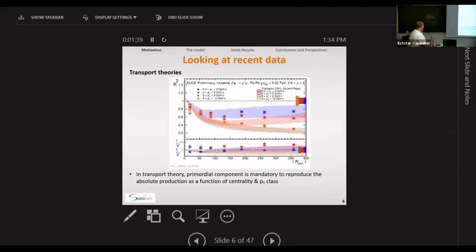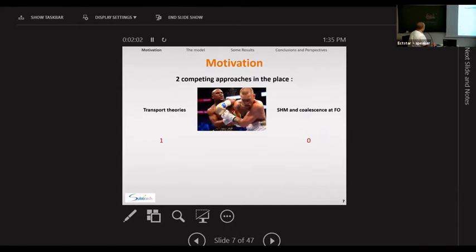Now, looking, for instance, at the production as a function of N part from various pT classes, then clearly transport theory has the advantage as it is able to reproduce the experimental data, while I'm not aware of such a plot for a coalescence approach, at least not for as many comprehensive pT bins. So 1-0 for transport theory, first round.